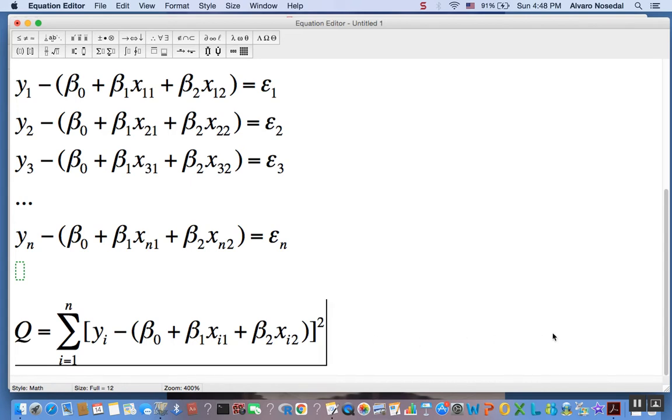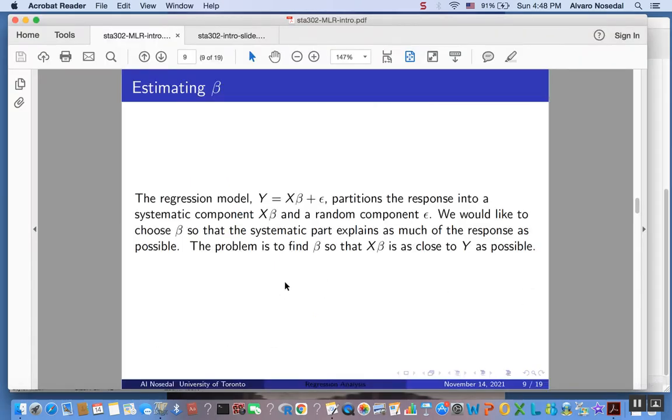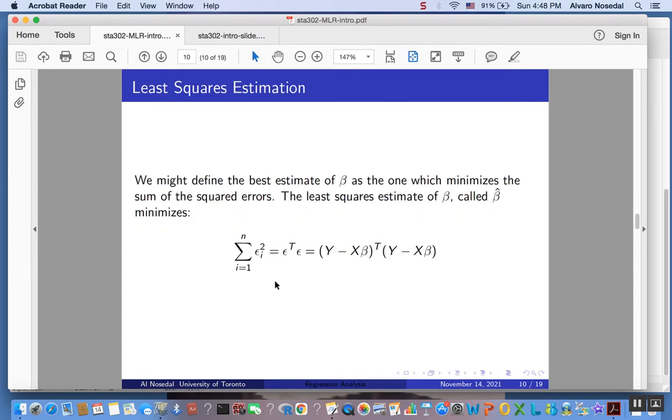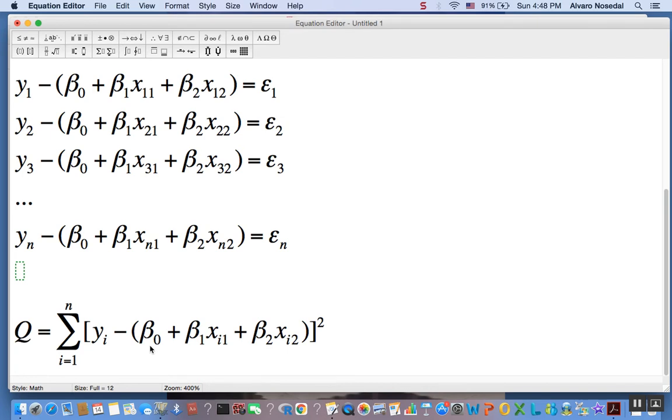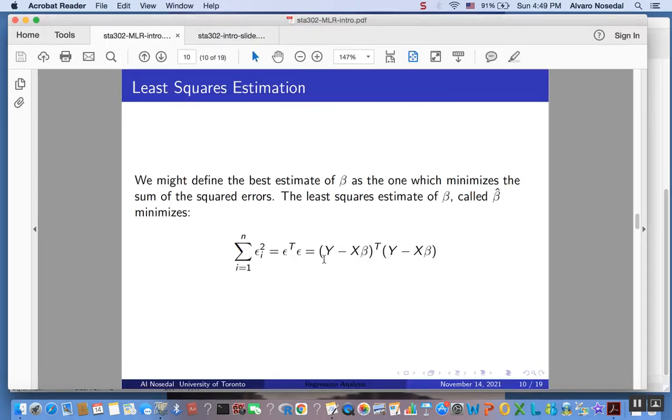Okay, so let's go back to our lecture notes so I can show you what we have here. See, that's the Q function, right? Q is just the summation of those squared errors. These guys here inside the square brackets, those are the epsilons. So that's what we have there in our lecture notes.